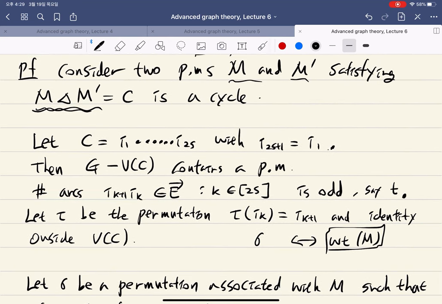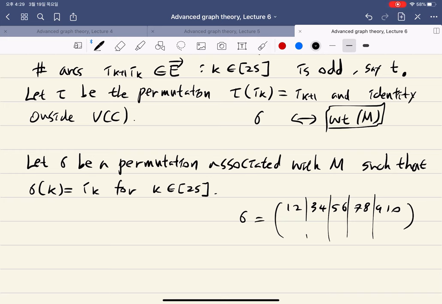Now, I forgot to say that. Let's say I1, I2 is in M. So C is the symmetric difference of M and M prime. And I1, I2 is in M. I3, I4, I5, I6, I7, I8, I9, I10.